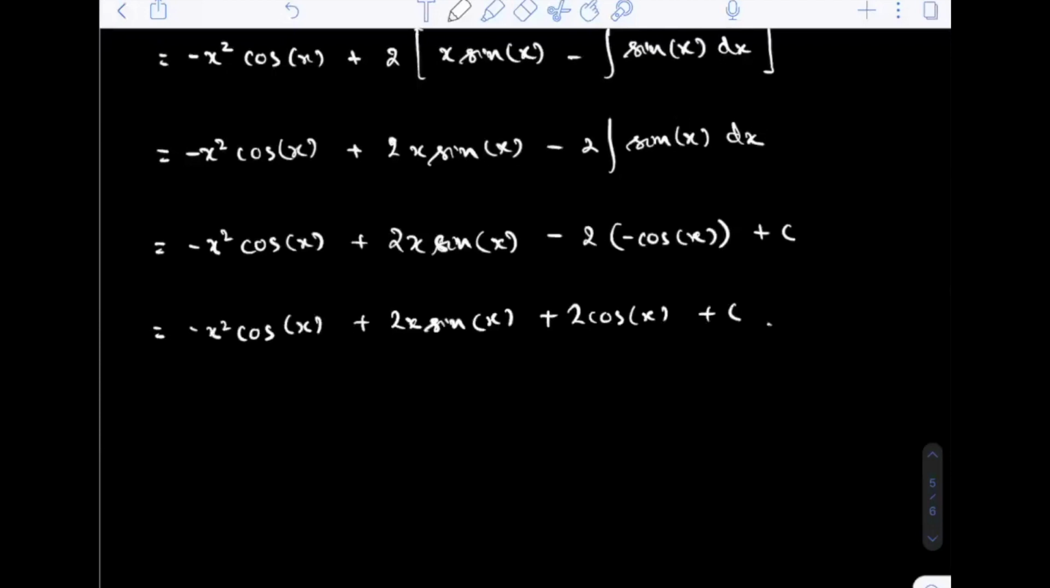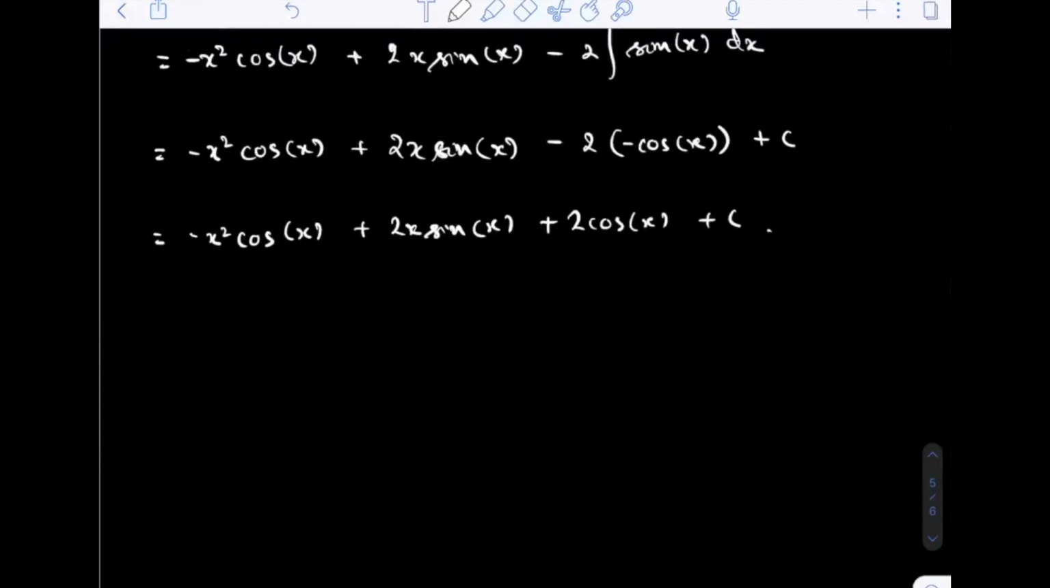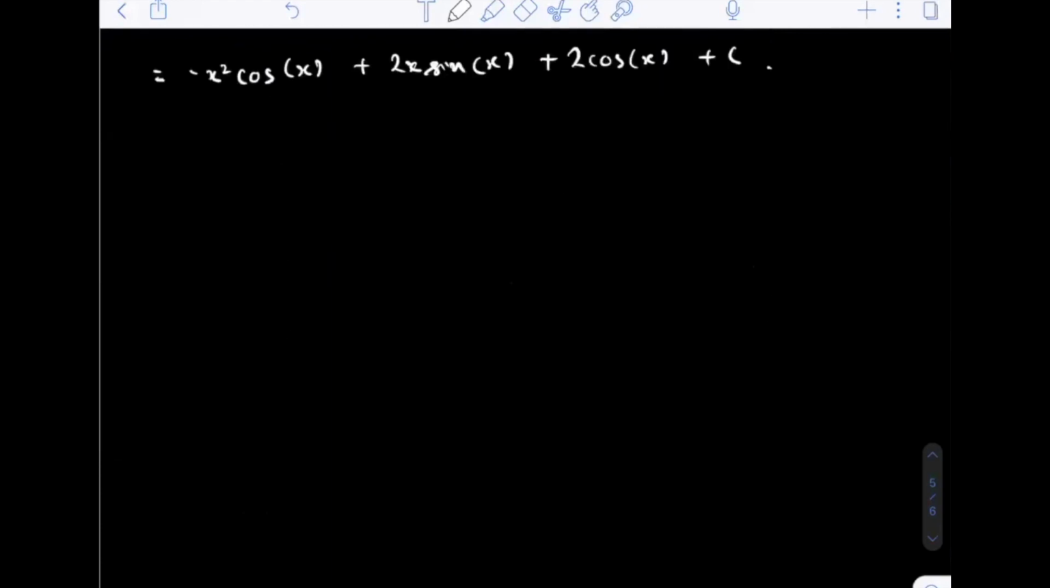And for the final answer, that's what you get. For integration by parts, you can do multiple integrations by parts for one problem. And you need repeated use of integration by parts to get the answer. There's also a situation where, if you have a product of an exponential function and a sine or cosine function, you have to do integration by parts twice to get the answer.